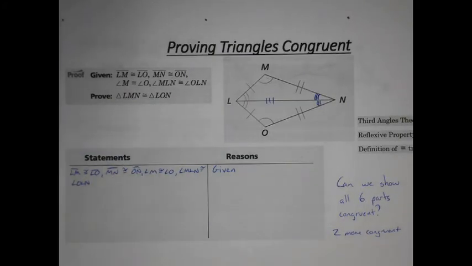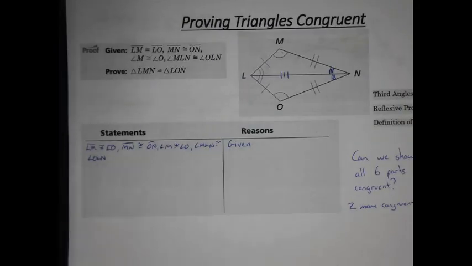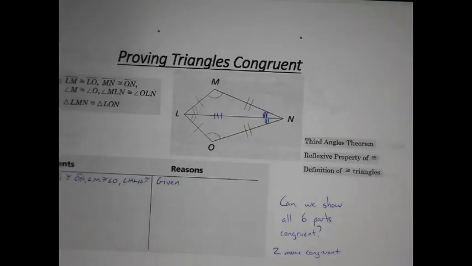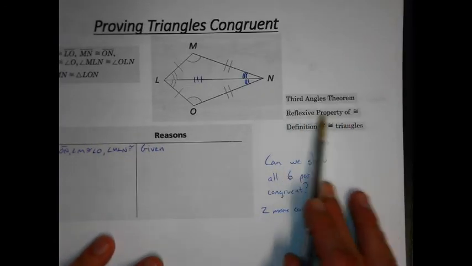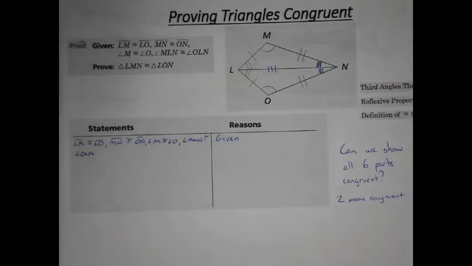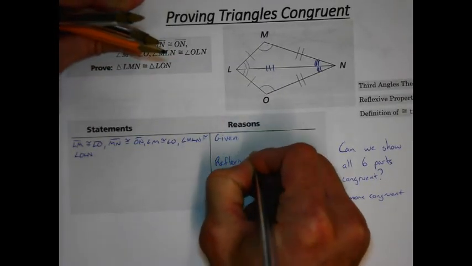So let's start with, how about LN? We can start with this side being congruent to itself. Why are we going to use it being congruent to itself? Remember I told you about the reflexive property of congruence. Let's use that statement. Okay, let's use it. Reflexive property of congruence.